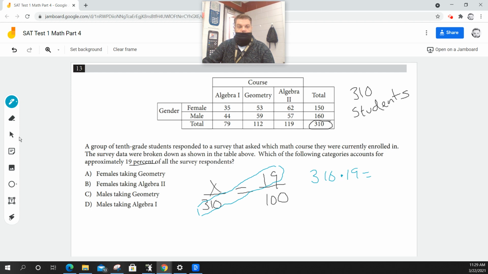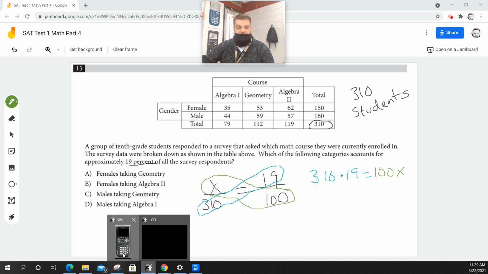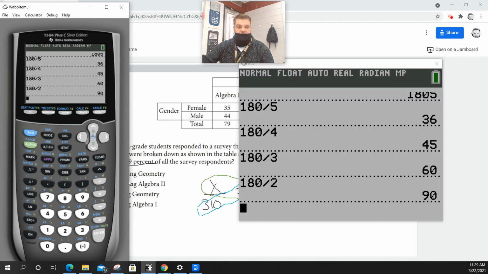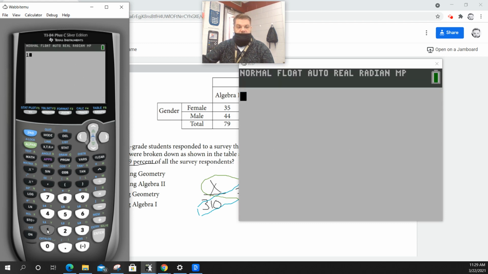So I'm going to say 310 times 19, and that's equal to 100 times X. And then I'm going to pull up my fancy calculator. As soon as I turn it on, I'm going to clear this out and say 19 times 310.